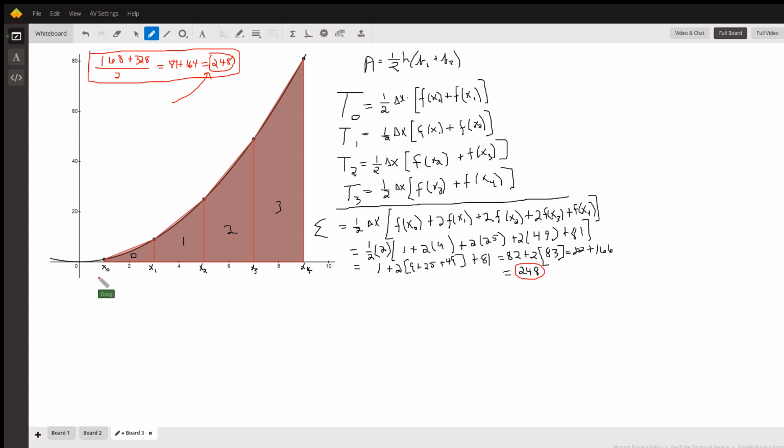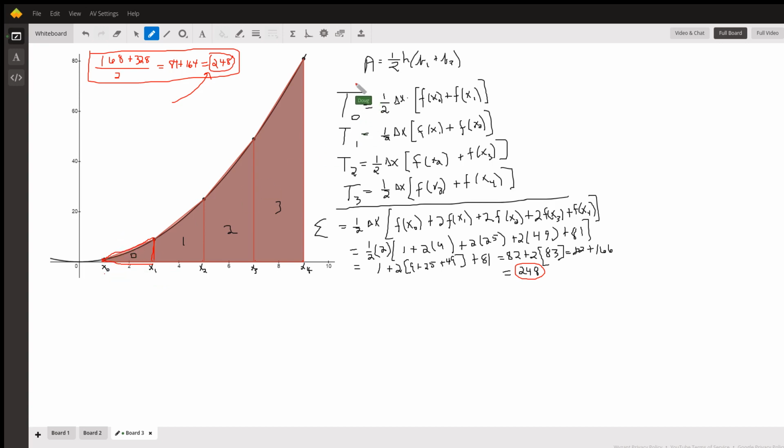Now the trapezoidal rule, we still divide this into 4 equal subintervals, and we start with x sub 0 at 1. X sub 1 is 3, then 5, 7, 9. And if you connect those points, you've got a trapezoid, because these 2 vertical segments are parallel.